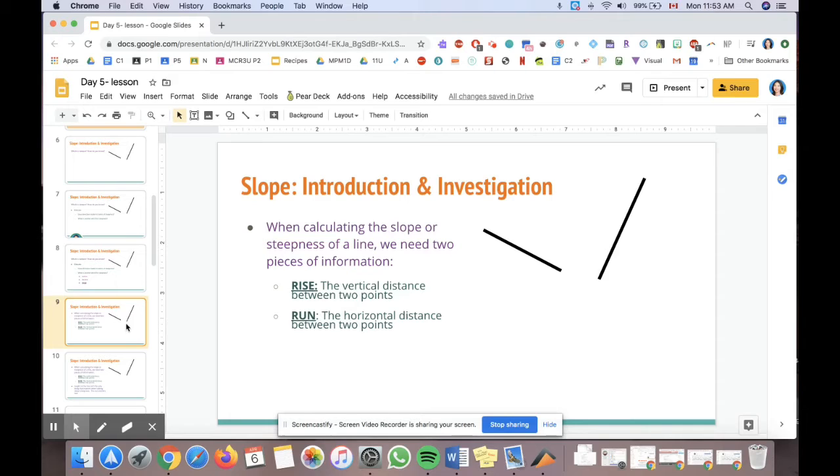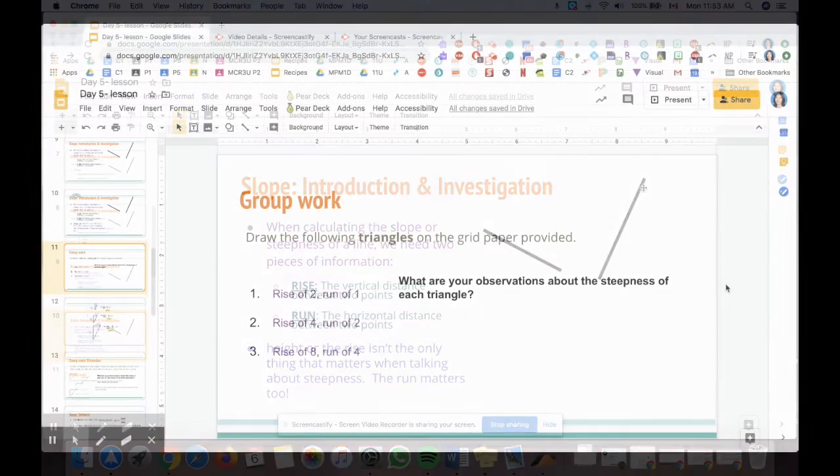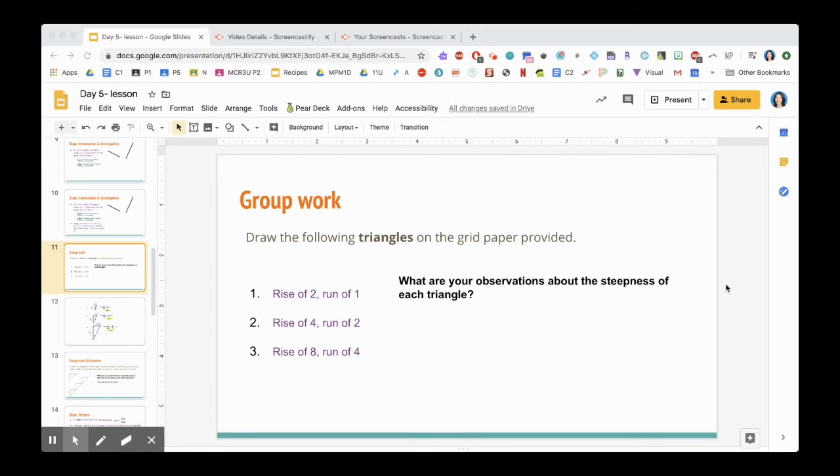So when calculating the slope or steepness of a line, we need two pieces of information. One, the rise, the vertical distance between 2 points. The run, the horizontal distance between the 2 points. We use these two pieces of information to find the slope. Height or the rise isn't the only thing that matters when talking about steepness. The run matters too.